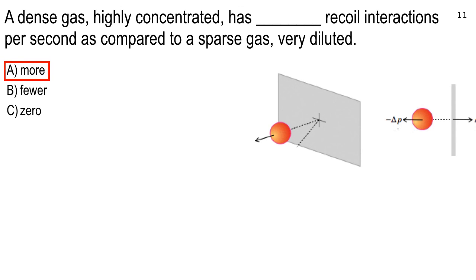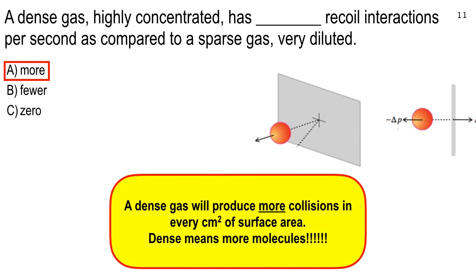The correct answer is more. A dense gas will produce more collisions in every square centimeter of surface area, because dense means there are more molecules there. So every cubic centimeter adjacent to the wall is loaded if it's a dense gas. If it's a diluted gas, you still have molecules in there, but not as many, so you're not going to get as many slam-down interactions on the wall.